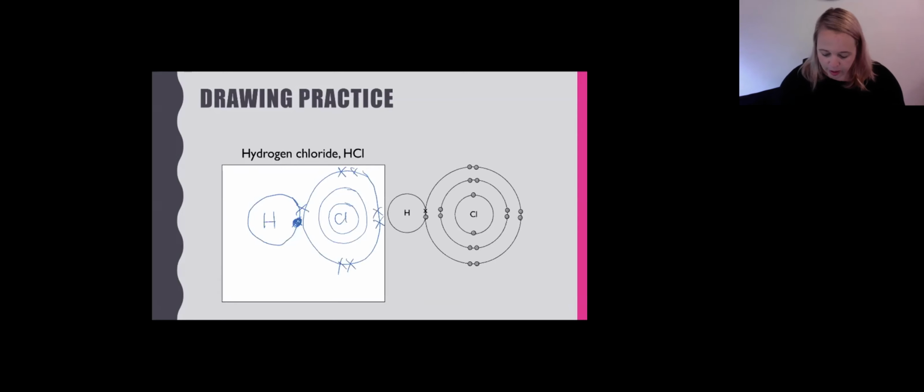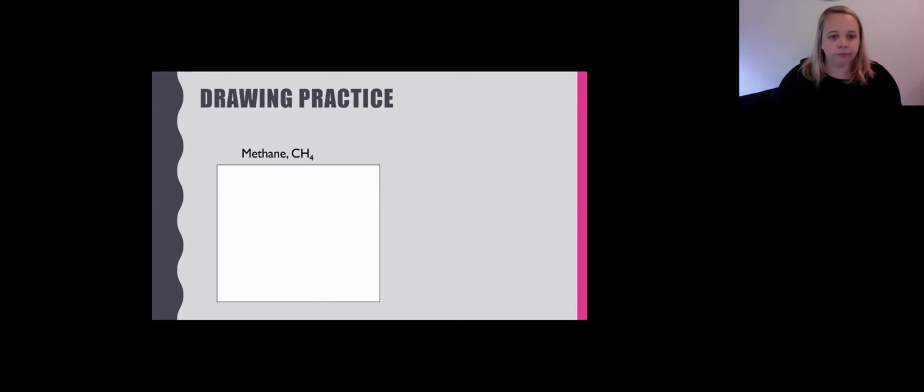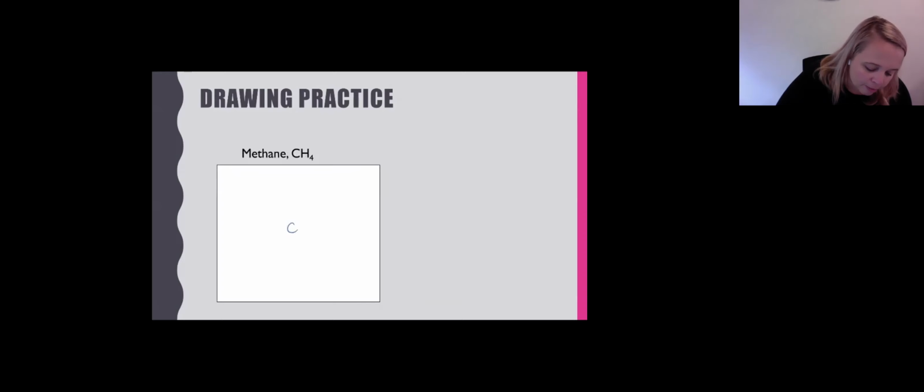Good. This one's a bit trickier. So give it a pause, think about it. We've got 1 carbon and 4 hydrogens. Now you're back. You might want to think about carbon. So carbon has got 6 electrons. So it's going to have 2 in its inner shell, and then it's going to have 4 around here.